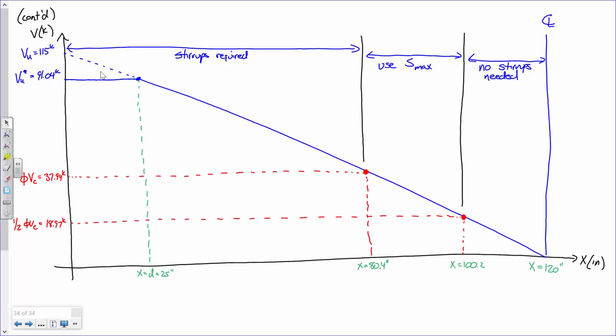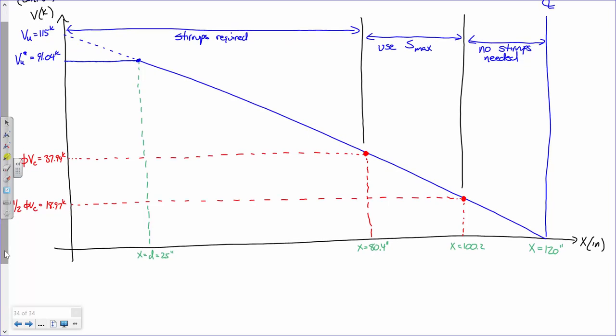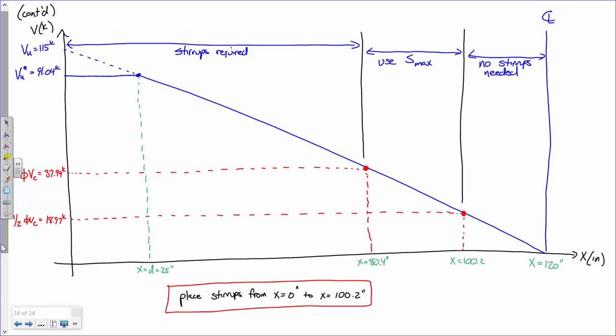Now, the big takeaway for our purposes right now is this. When we start laying out stirrups, just to keep this general, we are going to place stirrups from x equals 0 to x equals 100.2 inches. If there's any one number I want you to keep in the back of your head, it's 100.2. Now, why am I placing stirrups from x equals 0 to x equals 100.2? Well, I obviously need stirrups at x equals 0. Here's the x-axis. At x equals 0, that's where my shears are highest. So I obviously need stirrups there.